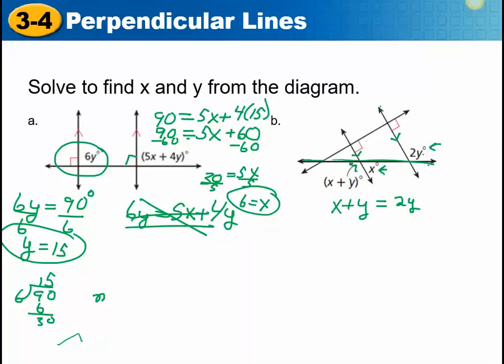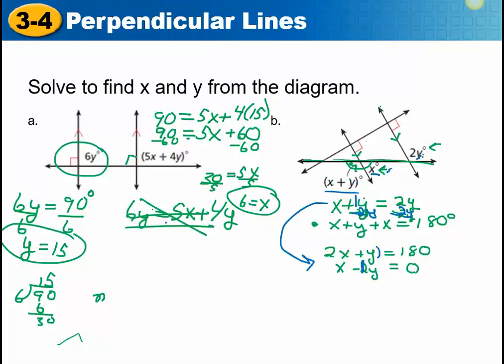I also know that x plus y plus x is equal to 180 degrees. How do I know that? Well, they're forming a linear pair. We can't solve either of these easily for a missing part, but let's see if we can do a little system of equations here. I'm going to work with this second one, combine my like terms, and get x minus y equals 0. The other one was 2x plus y equals 180. I can add these together right away, and I get 3x equals 180, and x is 60.